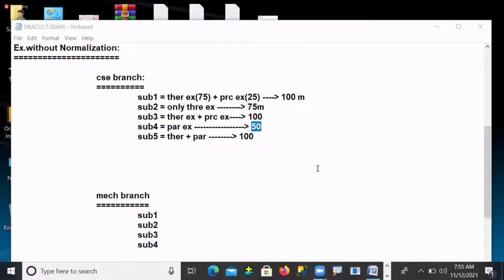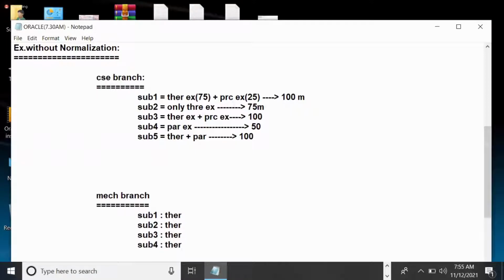Here, the same with mechanical students. Mechanical students have only theory. Suppose they don't have a practical, suppose all have theory. Then what happens, guys? Their total marks will be different.